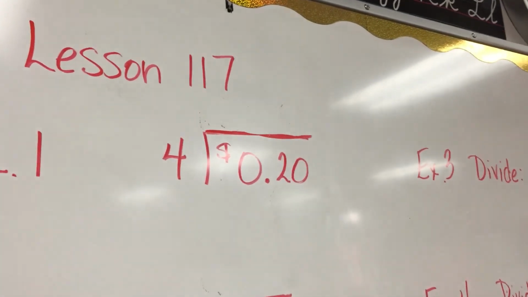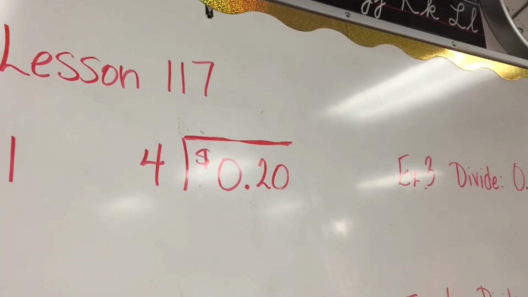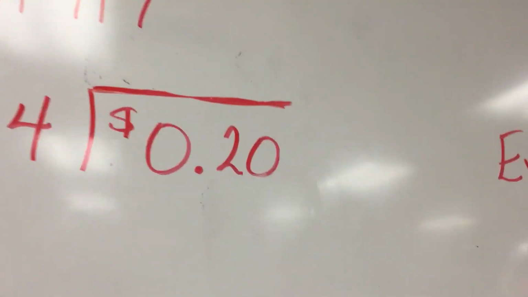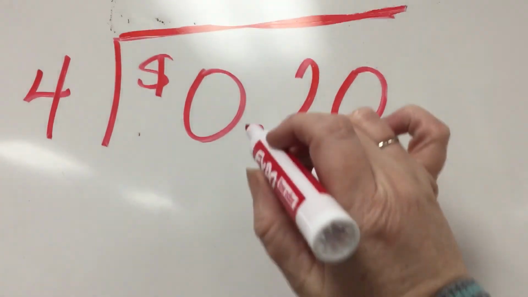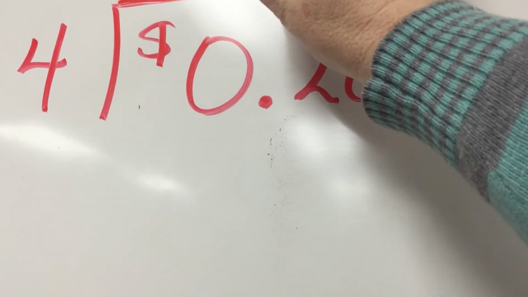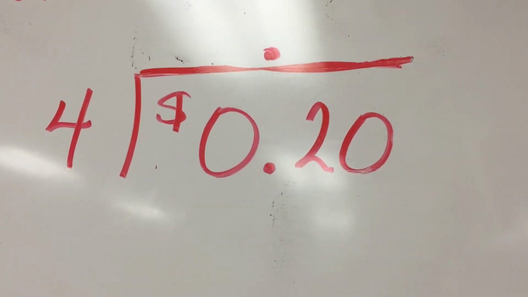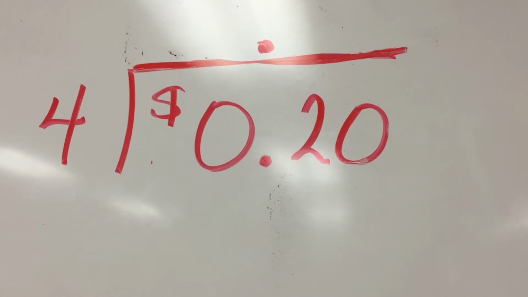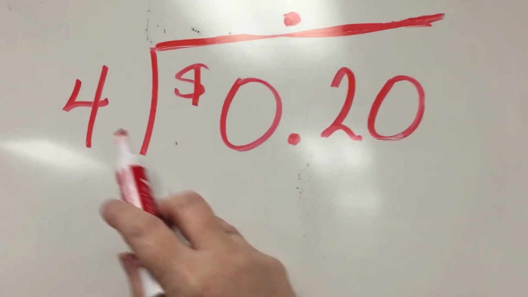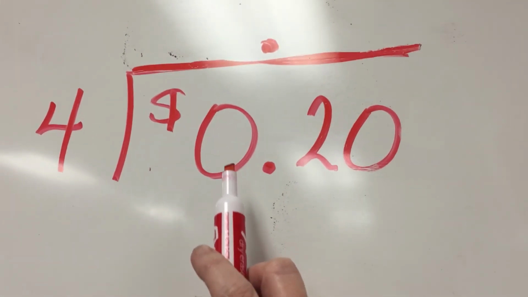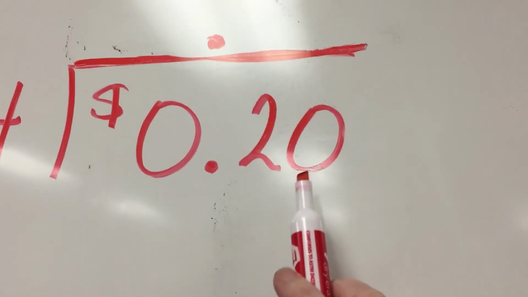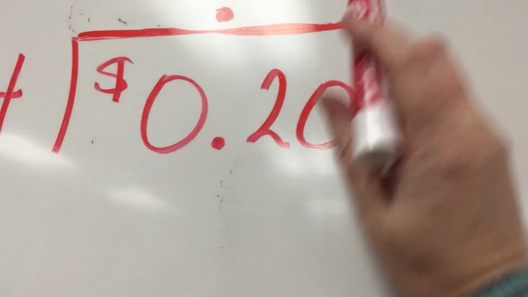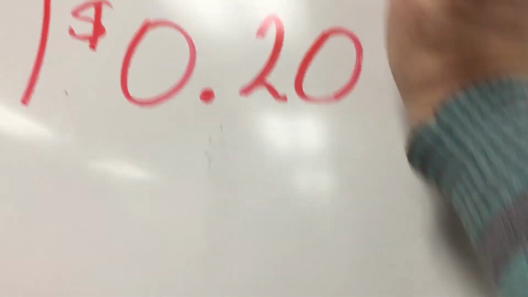Example 1, 20 cents divided by 4. First thing you need to do when dividing a decimal by a whole number is move the decimal straight up so it's in the right spot in your answer. Now we can divide. 4 goes into 0 0 times. It goes into 2 0 times. It goes into 20 5 times. So it's important that we put our 5 right there.